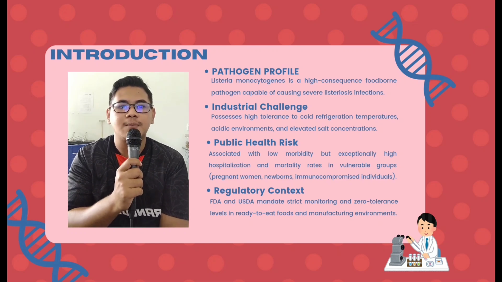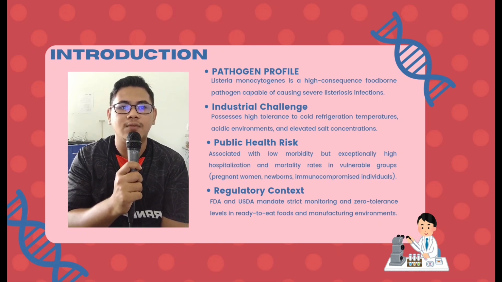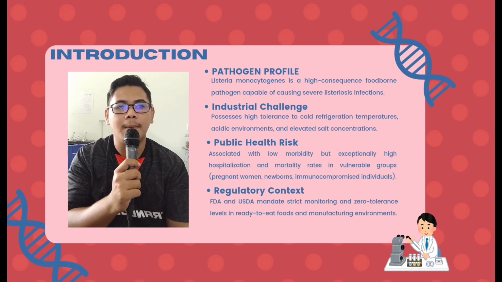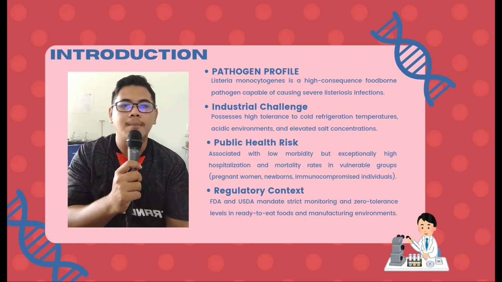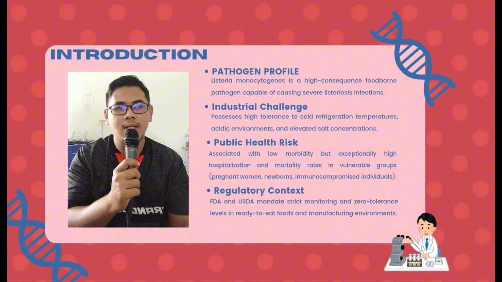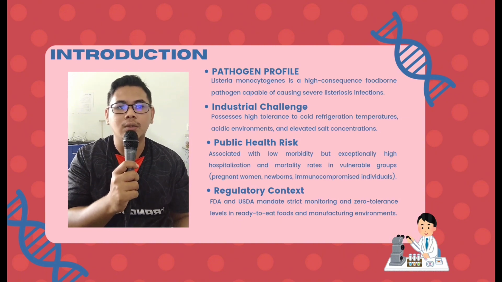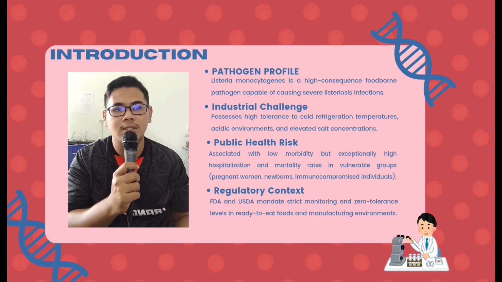Today we will be discussing practical 7, the detection and identification of Listeria monocytogenes and related Listeria species. Foodborne pathogens pose a severe threat to global public health and the food industry. Among these, Listeria monocytogenes is particularly notorious due to its ability to survive in harsh environmental conditions such as high salt concentrations and low refrigeration temperatures.